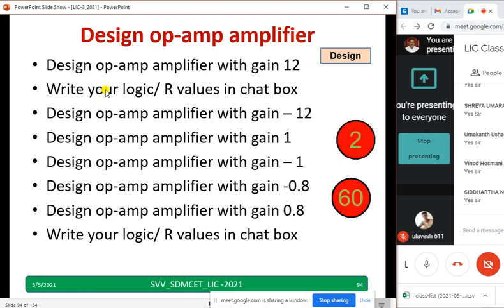Don't go for 1, 2, 3, 4. Somebody can start with -12. Those who are good can try for 0.8. Just type your answer. Will you go for inverting or non-inverting? That's the first word. Second, you are supposed to type R1 and RF values in the chat box. That will be your attendance.